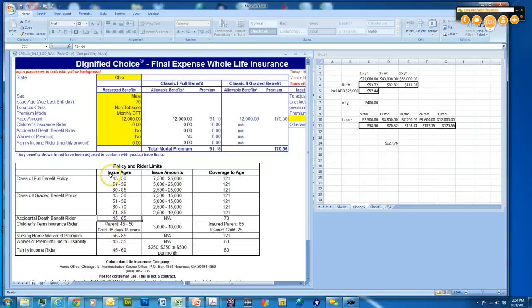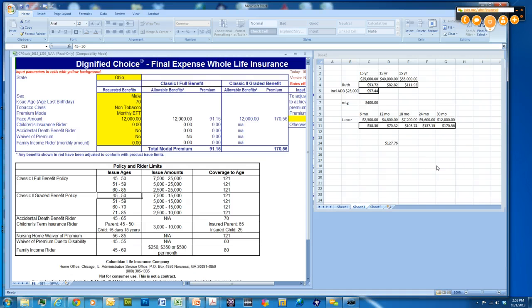It shows right here. Okay, so again, check the software. It has the chart here. Accidental death benefit rider available for age 45 to 65. Yeah, and even under Classic 2, it has the N/A in those lines. I didn't notice that. Yeah. So there you go. So we got them covered.